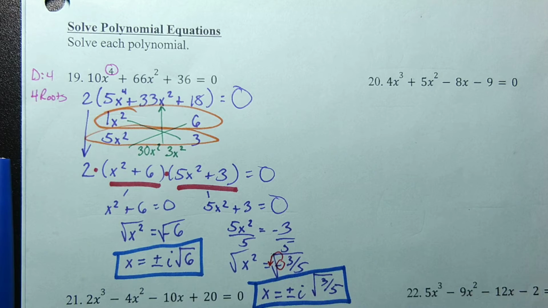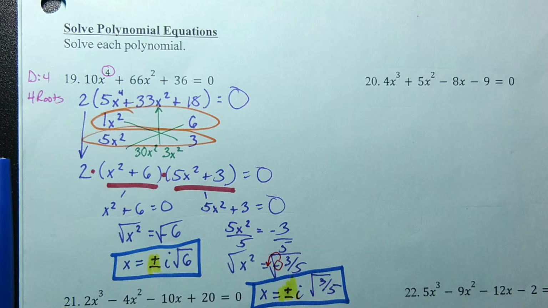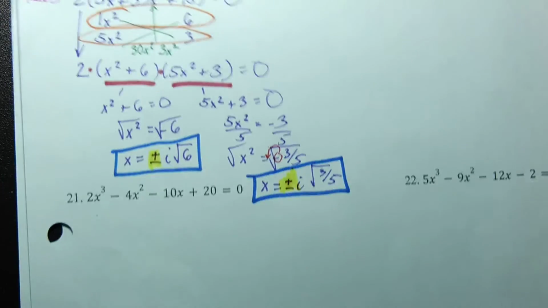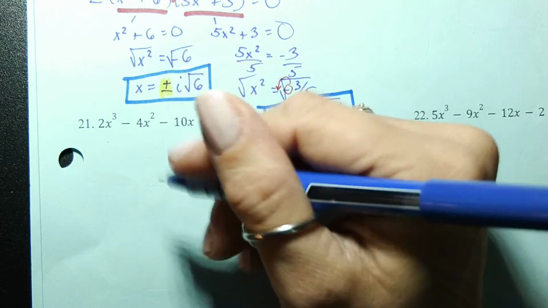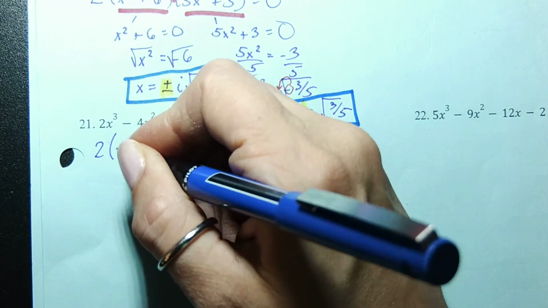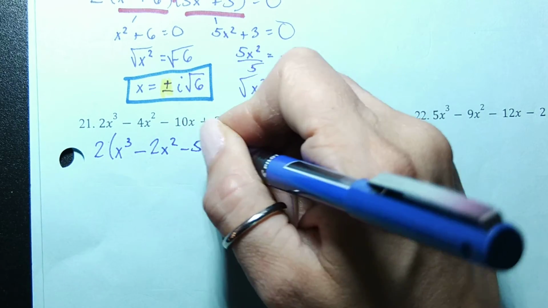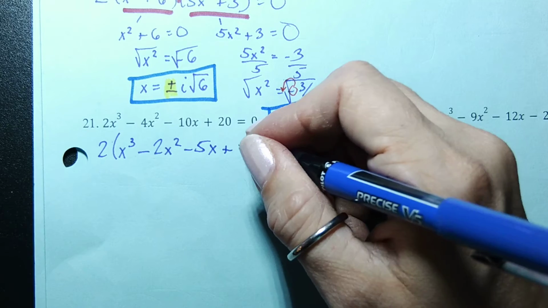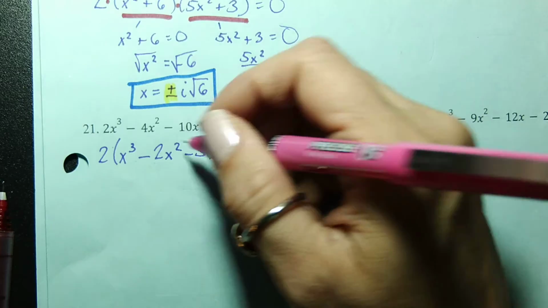I want you to look at 21 next. 21. Can we take a GCF out of everybody? Ooh, we can take a 2 out. Sweet. So I'm going to take a 2 out. That leaves me with x cubed minus 2x. Can I factor that a little bit further? Just a little bit. What do you want to do? Grouping.